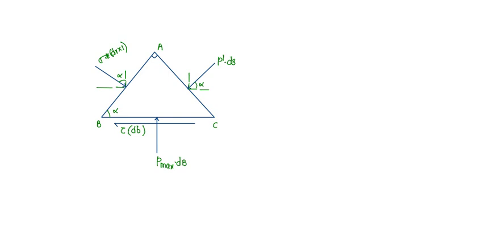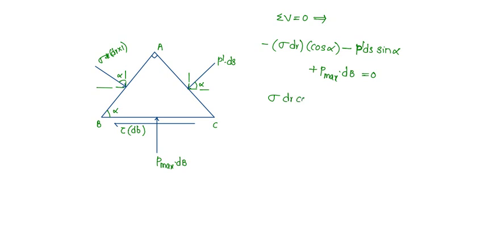Now taking components along horizontal direction and vertical direction, first let us consider vertical direction components and equate it to 0. Sigma into dr into its vertical component is cos alpha. It is acting downwards, so let us consider it as negative. Due to P dash it will be downwards, negative, P dash into ds into its component, which will be sine component along the vertical, plus P max into dB. Equating it to 0, sigma dr cos alpha will be equal to P max dB minus P dash into ds into sine alpha. Dividing by dr cos alpha, sigma will be equal to P max into dB by dr cos alpha minus P dash into ds sine alpha by dr cos alpha.